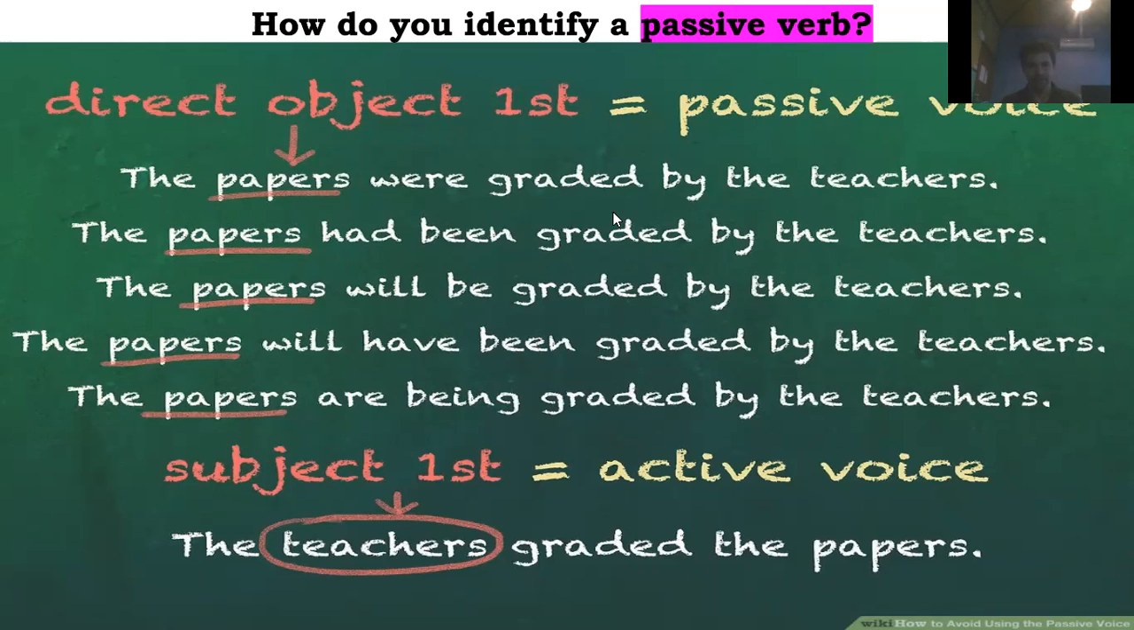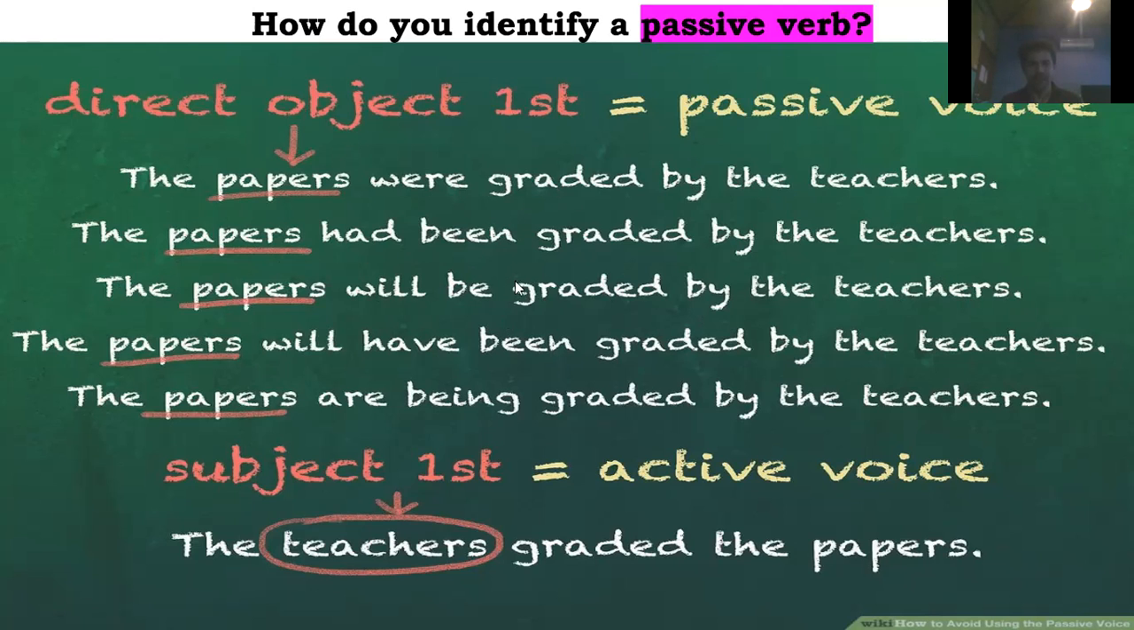The verb is still by the teacher, so the subject stays the same. We're only changing the middle, which is the verb. It stays the verb, but we change the articles that lead up to the verb. So we can have it again: the papers, there again the object, the papers will be graded by the teachers. Now we've had were graded, had been graded, and will be graded by the teachers.